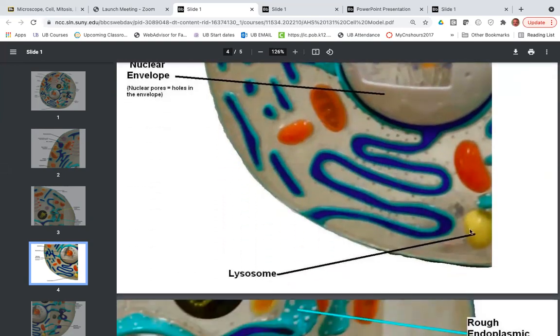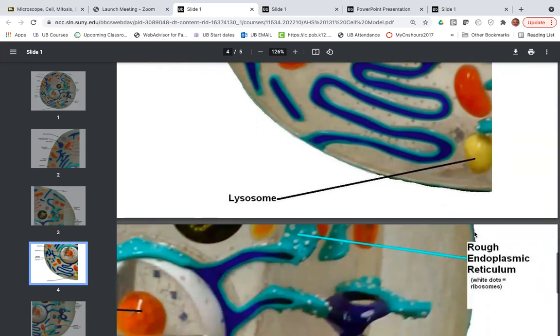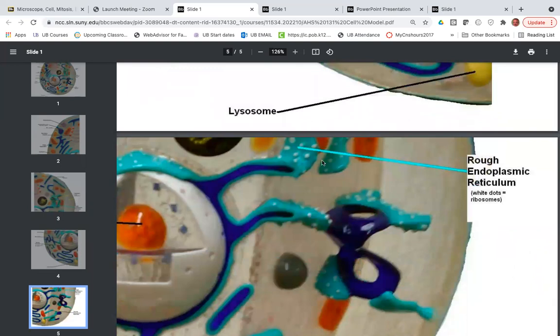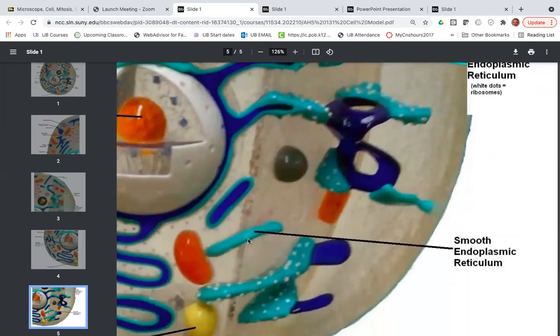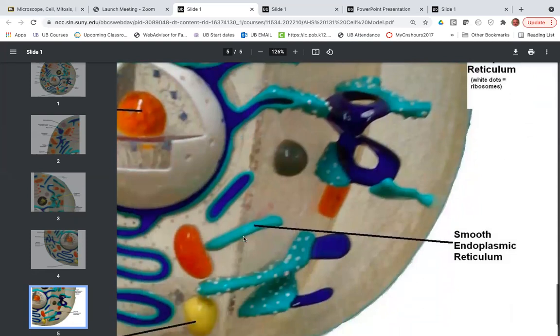The yellow at the 6 o'clock position is the lysosomes. The lysosomes clear cellular debris. They have hydrogen peroxide and digestive enzymes to assist. Here's another view of the rough endoplasmic reticulum with the white ribosomes fixated to it. We contrast that to the smooth endoplasmic reticulum without the ribosomes attached to it.